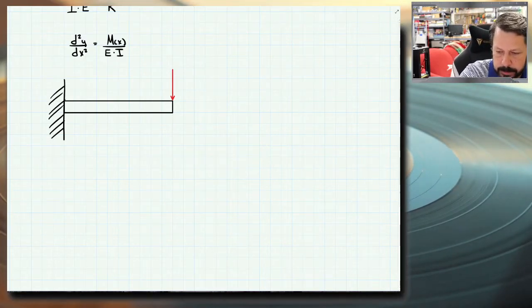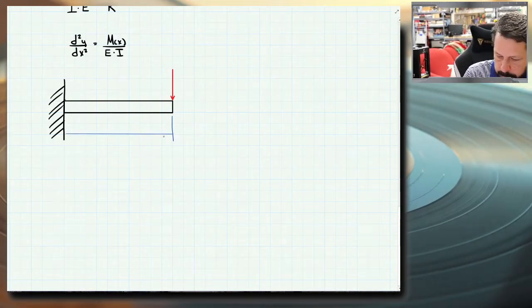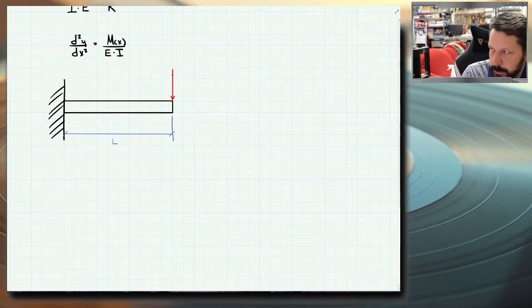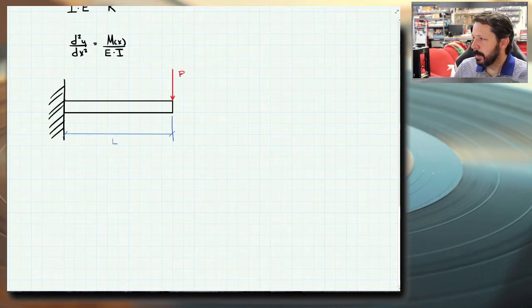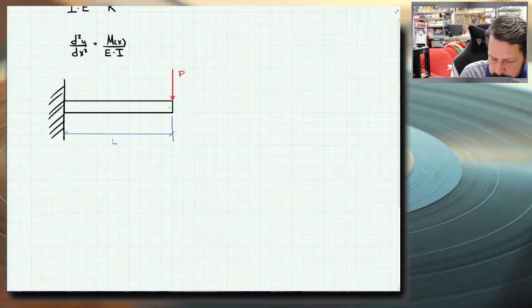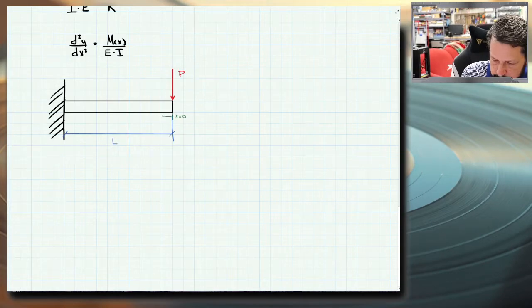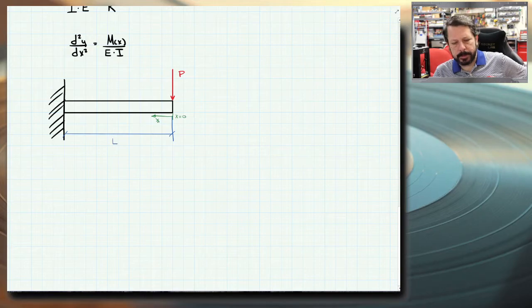Let's put some dimensions for the length. We'll just call that L. We'll call the force P. A lot of times our charts are going to use P for the force. Let's set up X. Let's set up our X equals 0 over here and go that way. We're just going to do that to have some of our numbers come out a little bit better.